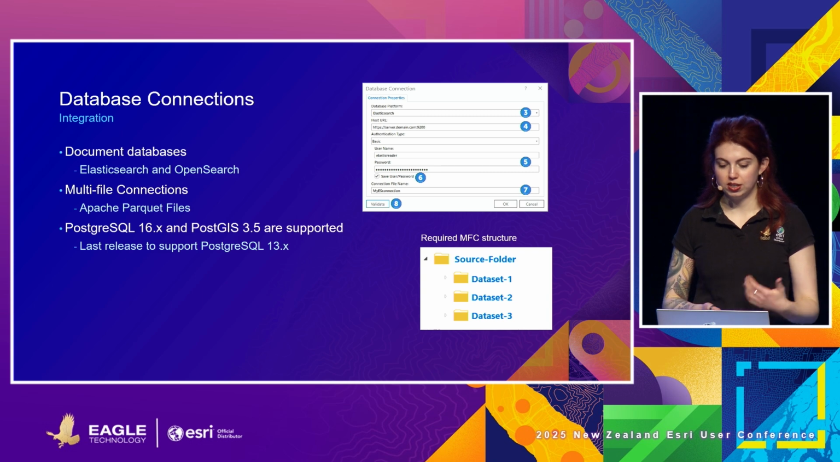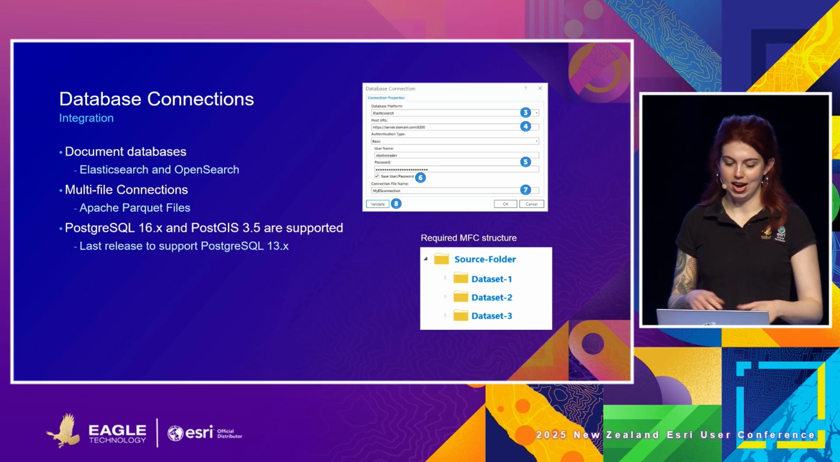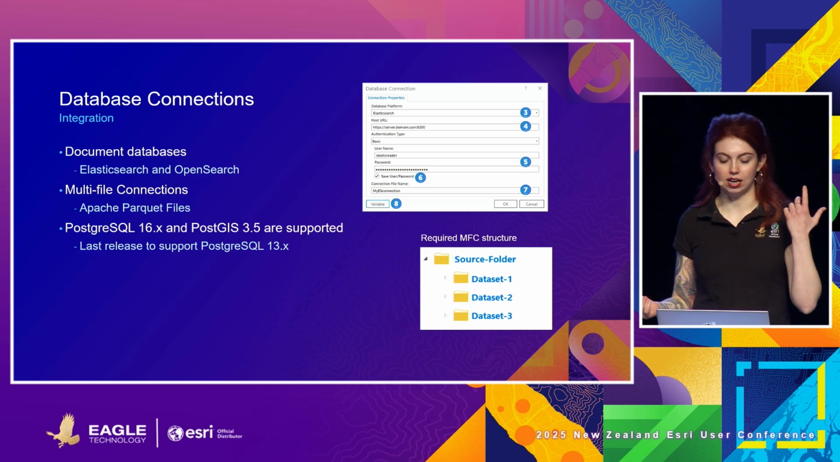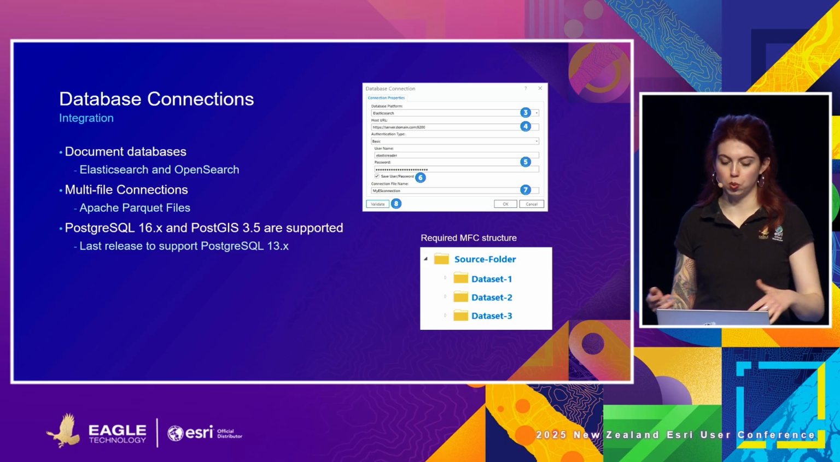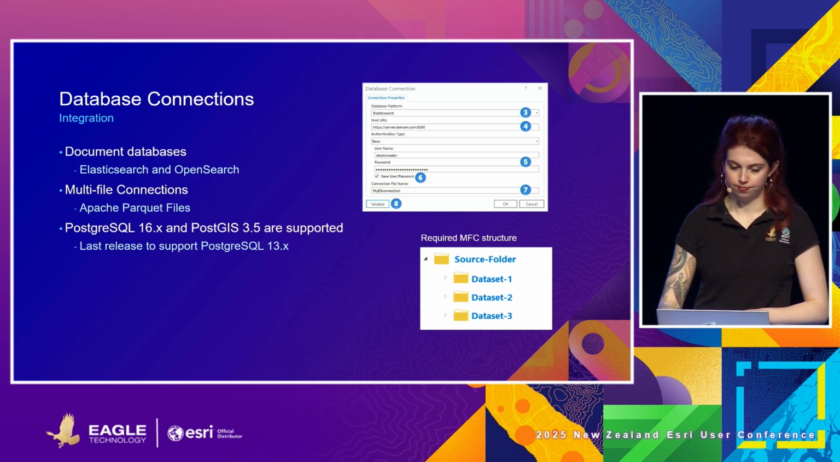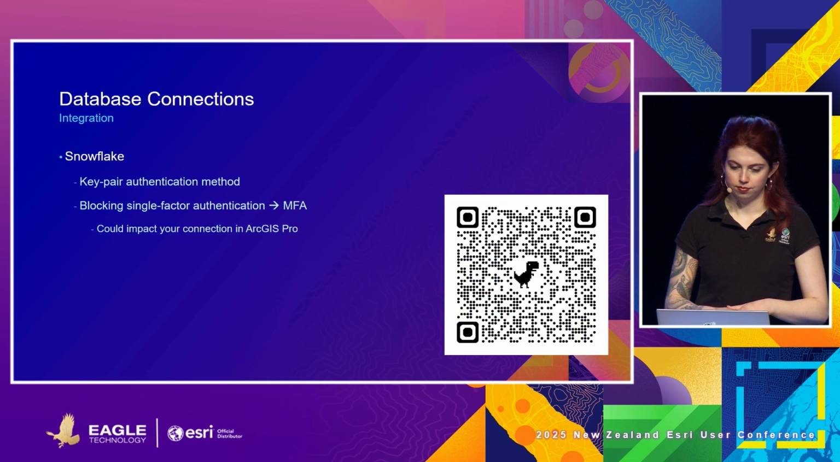And for those of us who use connections to our SQL databases, it's just a reminder that 3.5 is the last release to support Postgres 13.x. But the newest versions, we continue to support, and ArcGIS Pro now can do 16.x and also PostGIS 3.5 as well. And Snowflake. Snowflake is actually quite a popular database.